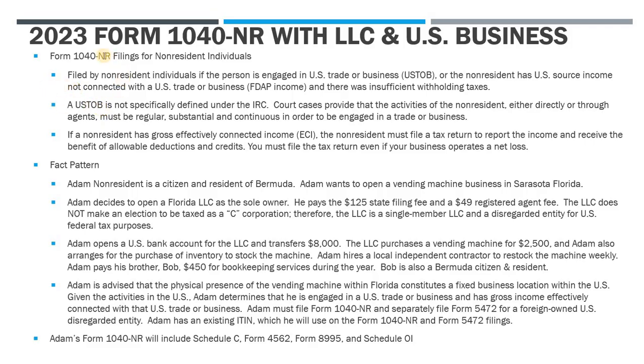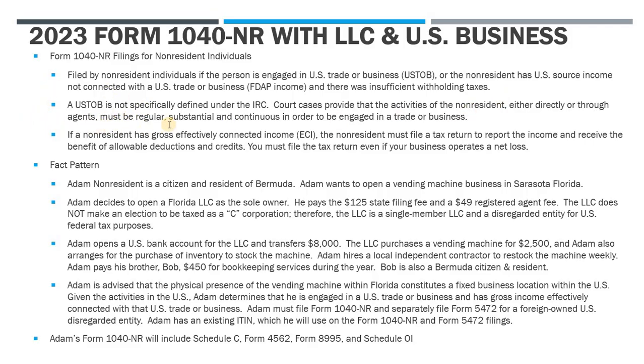So if we start with the slide here, just some general background on 1040NR filing requirements. These are generally required by non-resident individuals, or in some cases trusts or estates, and they're required if the person is engaged in a U.S. trade or business, or that non-resident has U.S. source income that's not connected with a U.S. trade or business, which is also commonly referred to as FDAP income. So U.S. source interest, dividends, rent, royalties, things like that. And so that would be required if there wasn't the sufficient amount of withholding tax on the income.